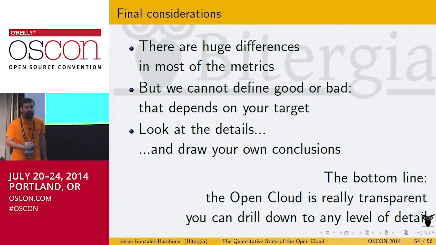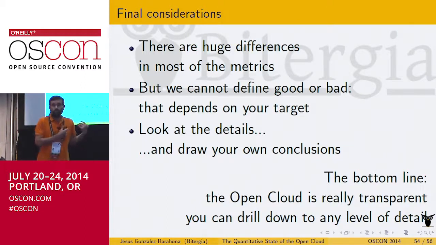So I'm almost done. Some final considerations. Just remember that you saw many differences in metrics. But this is not something like saying this is good, this is bad. That's something that maybe you can decide. But the important thing is to figure out the differences and have numbers with them. Because on top of that, you can discuss. And maybe you can discuss whether that's important for you as a developer, as a user, as a whatever. And look at the details.